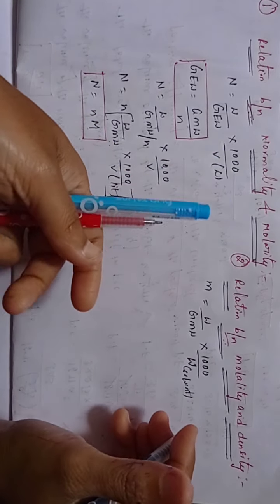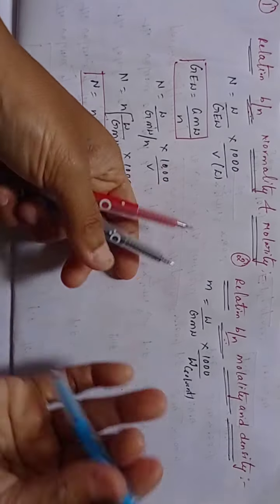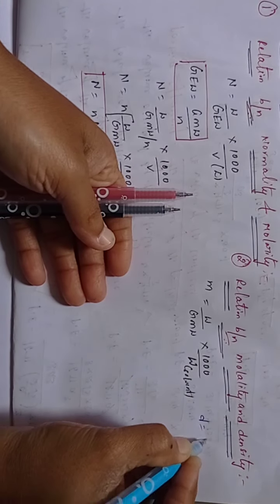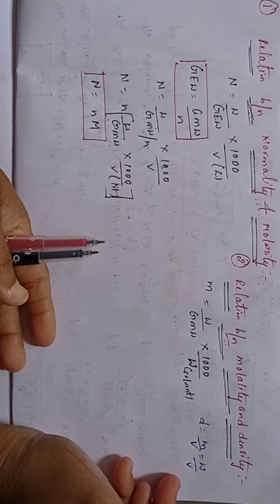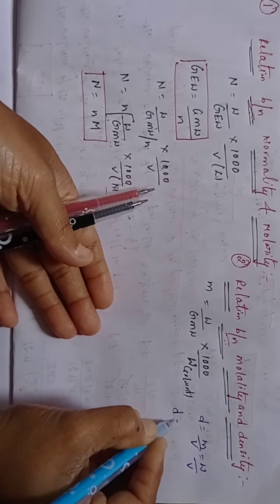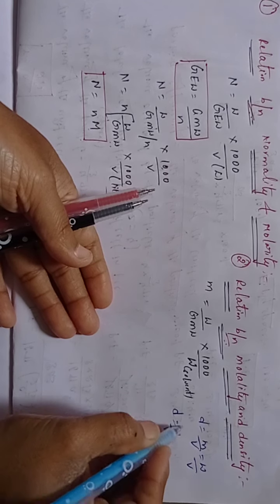What is density, students? Mass by volume, na. So density is equal to mass by volume, or we can write it as W by V. So density is equal to W by V. Then we can calculate the W value.